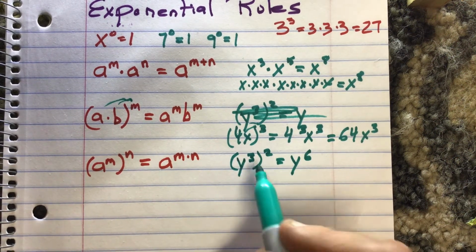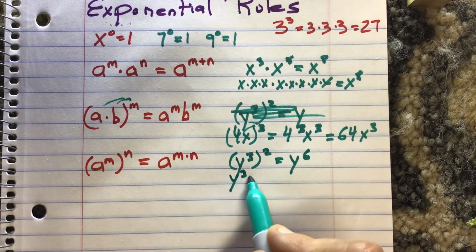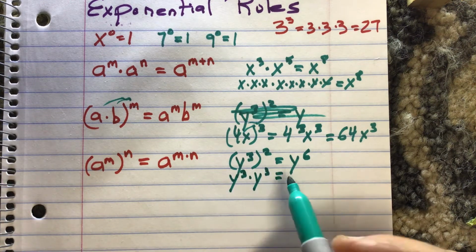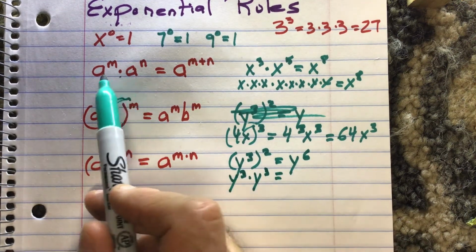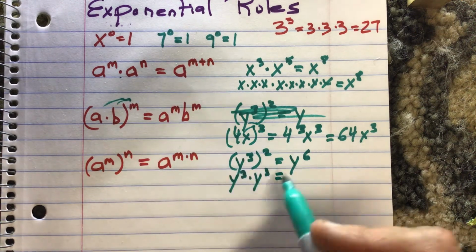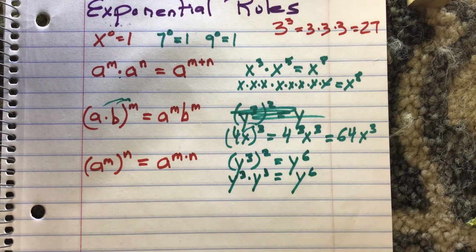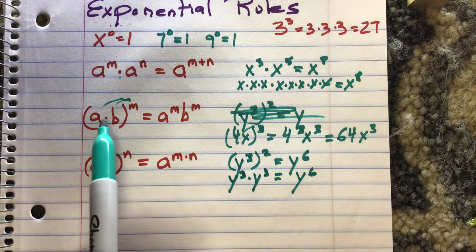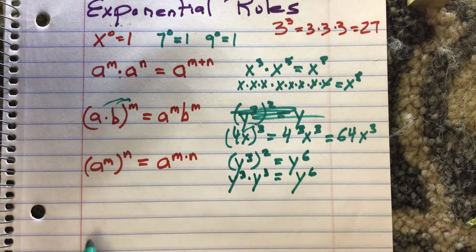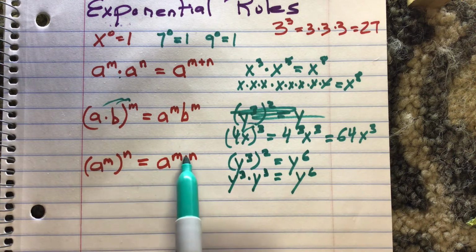The reason for that is y to the third squared means y to the third times y to the third, which if we go back over here, same base, you add the exponents, so this would be y to the 6th. Okay, so those are all powers dealing with multiplication. This is a power to a power, so you're multiplying.